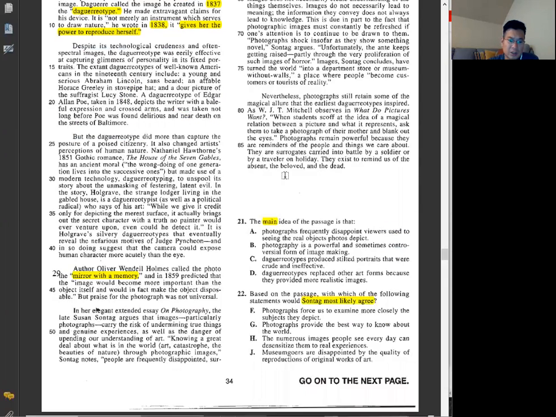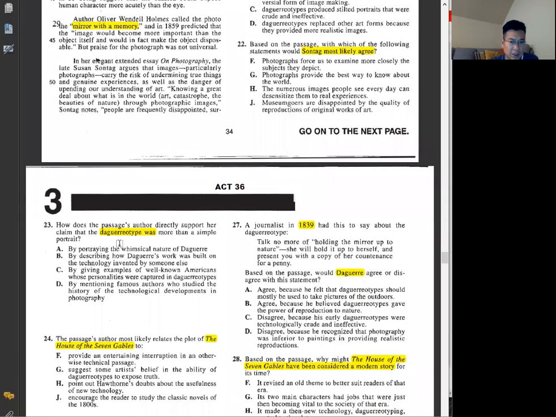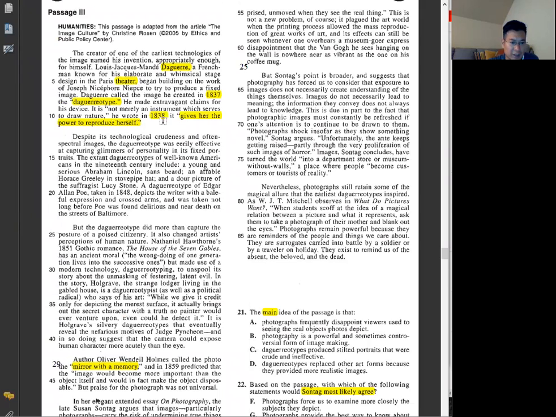Okay, so in this case, the first thing we can check is the daguerreotype. The daguerreotype is in question 23 that you can find here, which asks how this person is known, and the daguerreotype is the one that is described. So C. And then we see the timeline is given, so I just try to underline all the dates. And the next one says, despite its technological crudeness. Crude means untouched, and often a spectral image. The daguerreotype was eerily effective at capturing glimmers of personality in its fixed portrait.